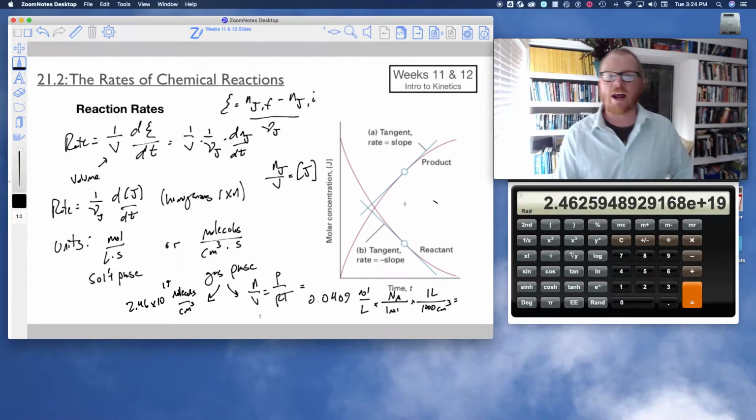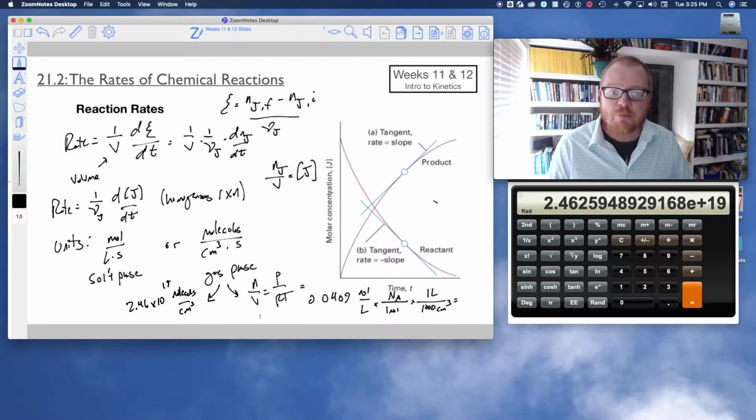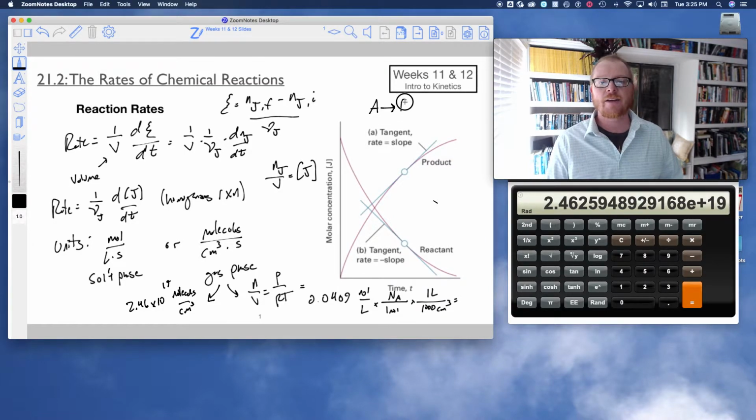So now what I've got here is this graph, time versus concentration. We can see a reactant decays. If we were doing this for the simple reaction A goes to B, I'll remind you that the stoichiometric coefficient of A equals -1, and the stoichiometric coefficient of B equals +1.